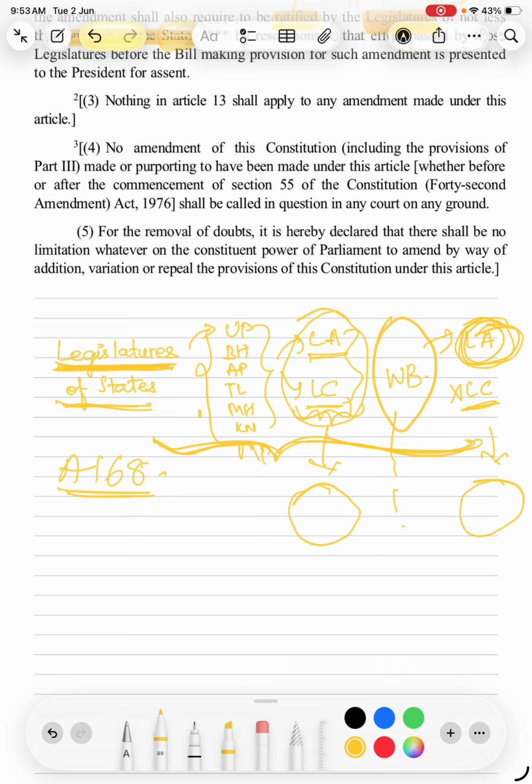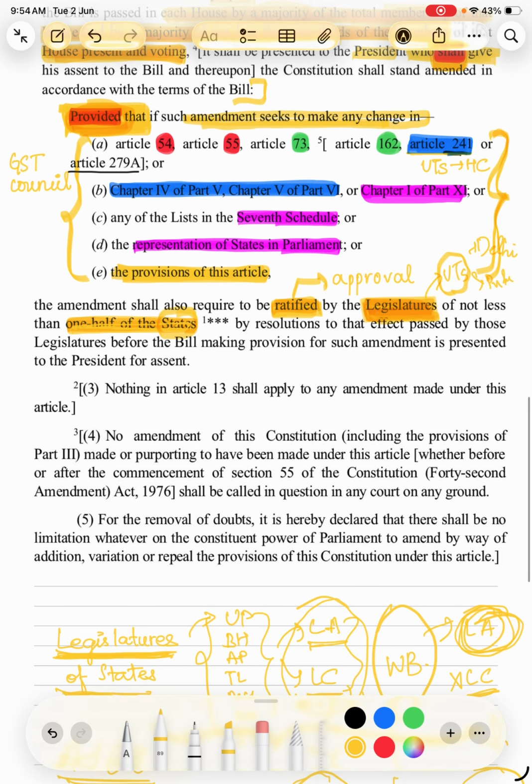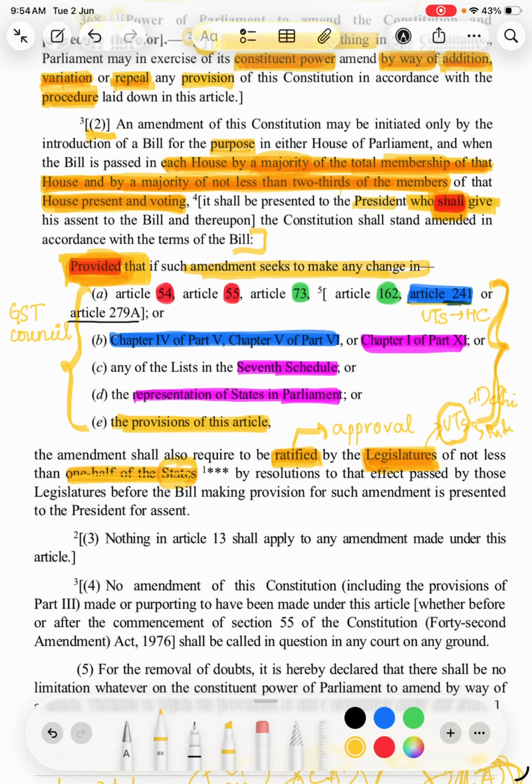For them it is only the legislative assembly, only one house. Whichever states have two houses, those should pass it by both the houses, and those states which have only one house should pass it by only one house. I hope you understood the procedure, how it should be done.